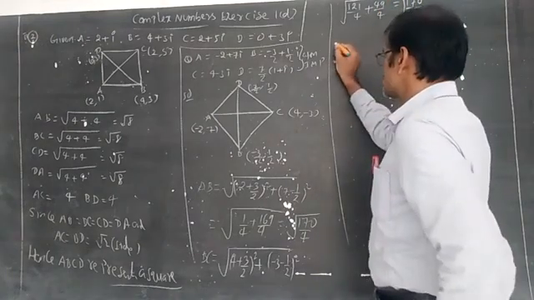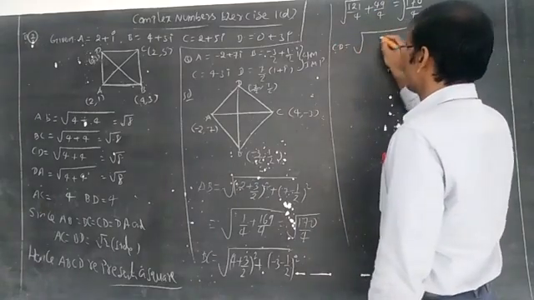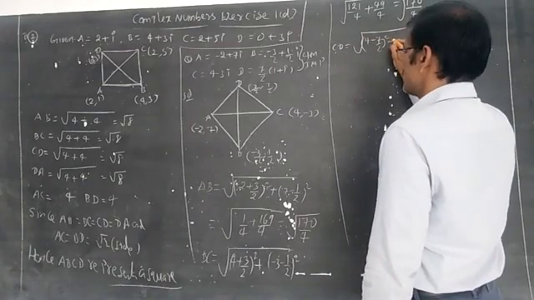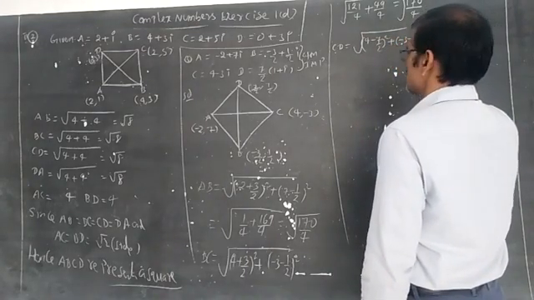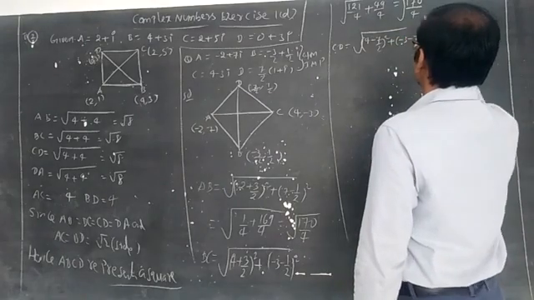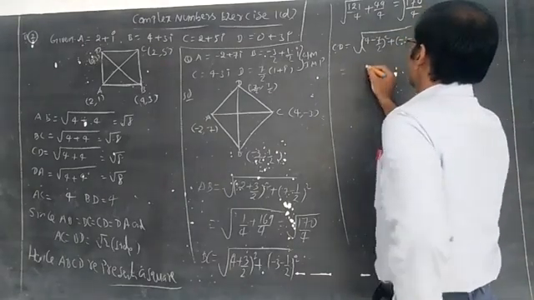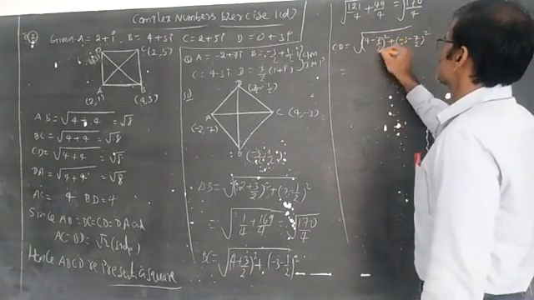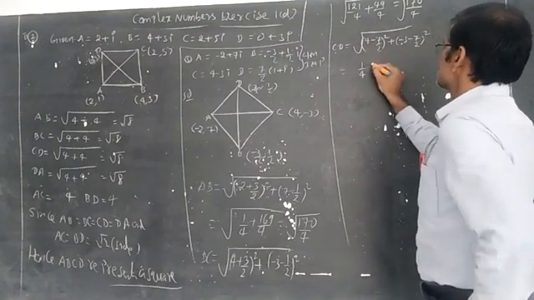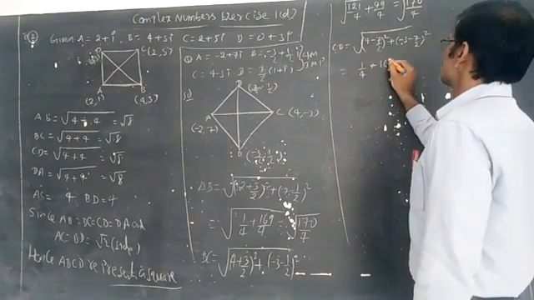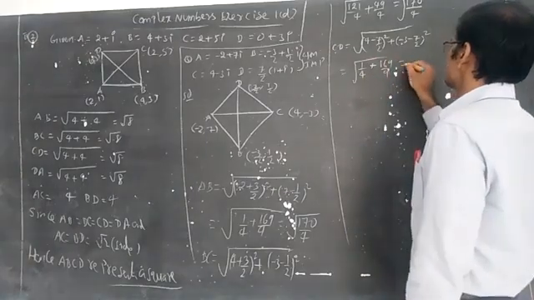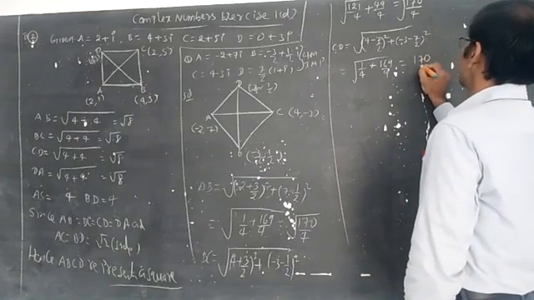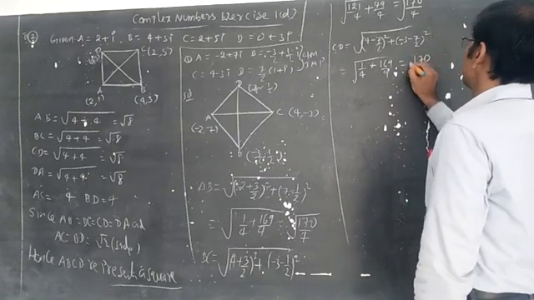Next, CD is equal to root of (4 minus 7 by 2) whole square plus (minus 3 minus 7 by 2) whole square. 2 4's are 8, 8 minus 7 is 1. So 1 by 2 whole square is 1 by 4, plus 2 3's are 6, 6 and 7 is 13. 13 whole square means 169, 13 by 2 whole square is 169 by 4. It is 170 by 4 over root.